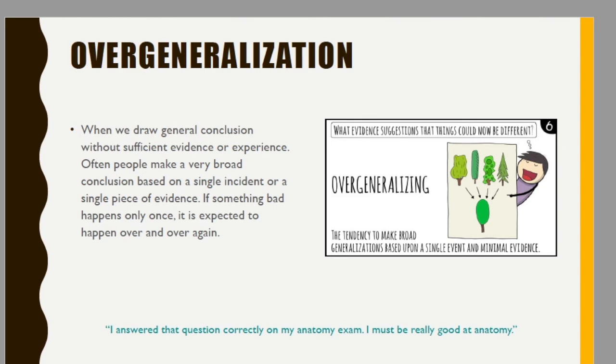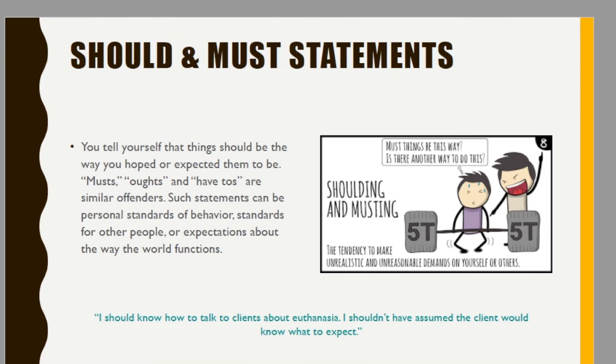Overgeneralization, when we draw a general conclusion without sufficient evidence or experience. So often people make a very broad conclusion based on a single incident or a single piece of evidence. If something bad happens only once, it's expected to happen over and over again. I answered that question incorrectly in physics. I must be really bad at physics. So to see if overgeneralization is an issue for you, you might ask yourself what evidence suggests that things could now be different.